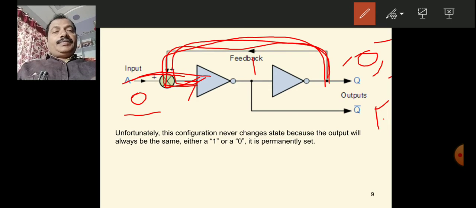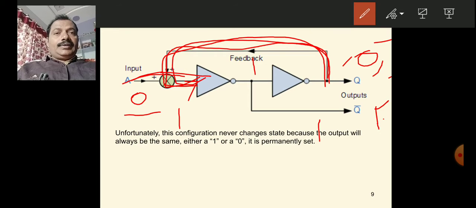For example, if the input is 1, then it will be stuck at 1. Q is stuck at 1. So that is the disadvantage of this configuration.